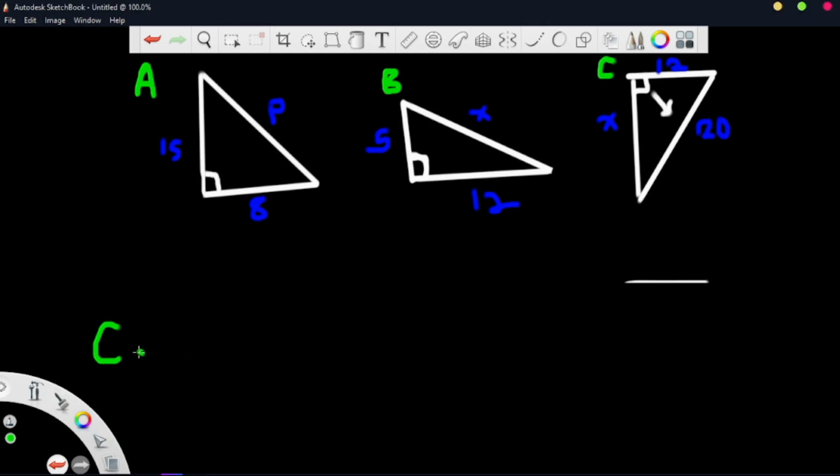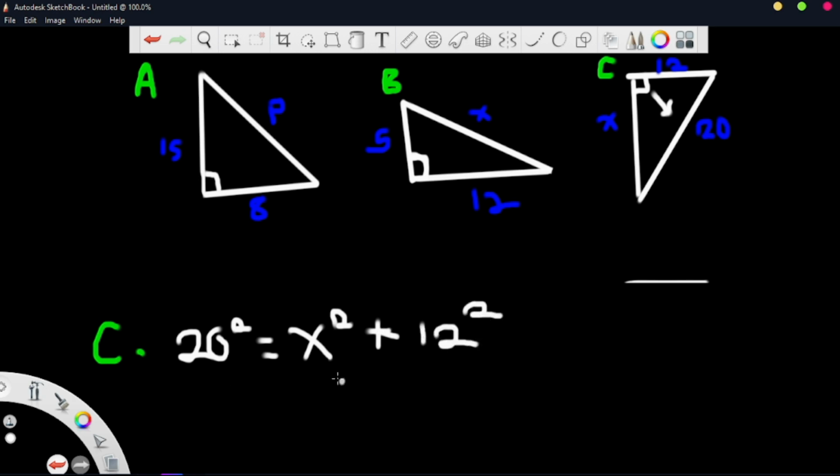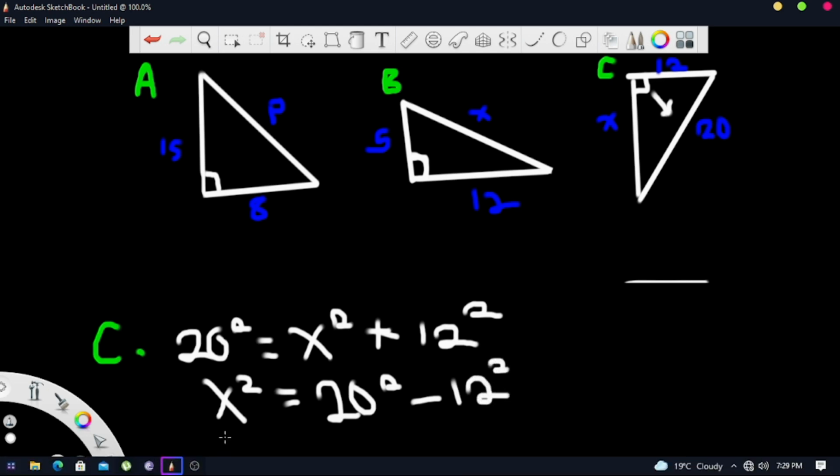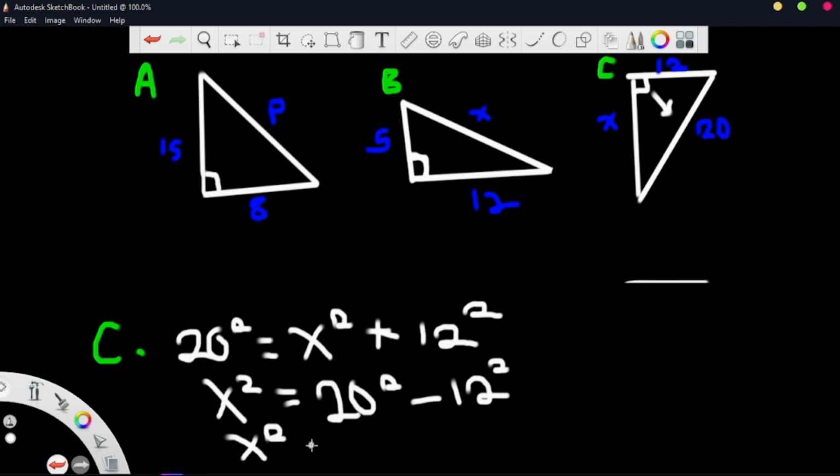To explain this from core values, I can simply say that 20 squared, because 20 is obviously the hypotenuse, is equal to x squared plus 12 squared. I can rewrite this by making x the subject of the formula, and say x squared is equal to 20 squared minus 12 squared. Notice I'm not solving for my hypotenuse, I'm solving for my adjacent side.